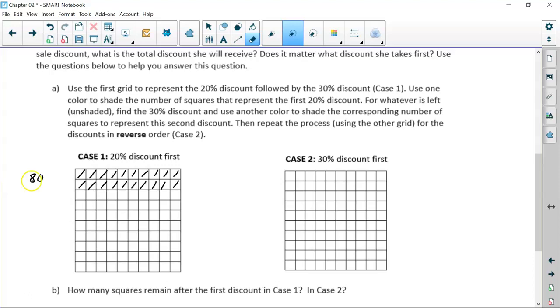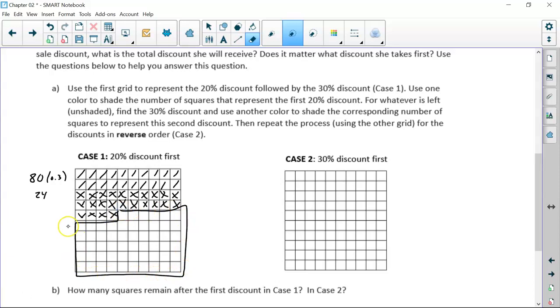So then we're going to take off 80 times 0.3, which is 24. We're going to take off another 24. So you can see the number of bricks we have remaining, if you count them up, is 56. So she would owe $56.